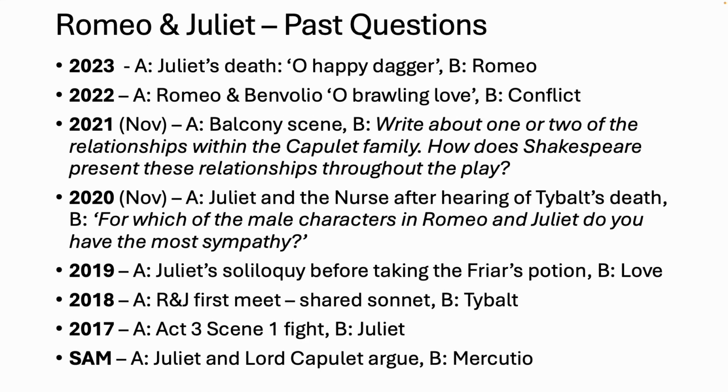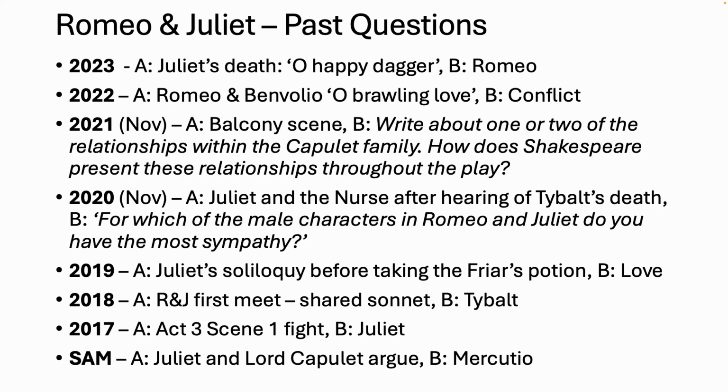So, this slide contains all of the previous questions on Romeo and Juliet that have come up in recent years. Where you see A, you'll see that I've tried to abbreviate the extracts that have been used, and looking at section B for the essay questions, you can see that there are examples of years where they have used a character such as Romeo, Tybalt, Mercutio, Juliet, and they've also used key themes as well, such as conflict, such as love.